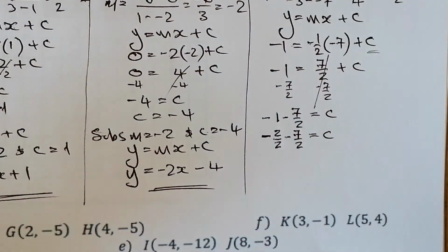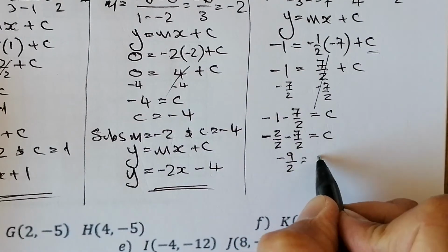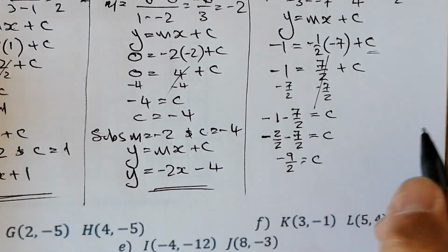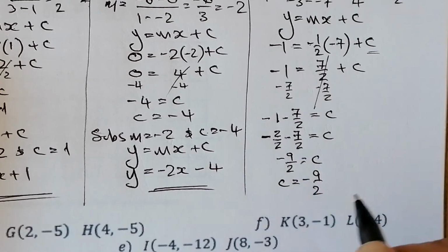And if you're good with your fractions, you'll be able to work that one out. That'll be minus 9 over 2 is equal to c. So what we've got is c is equal to minus 9 over 2.